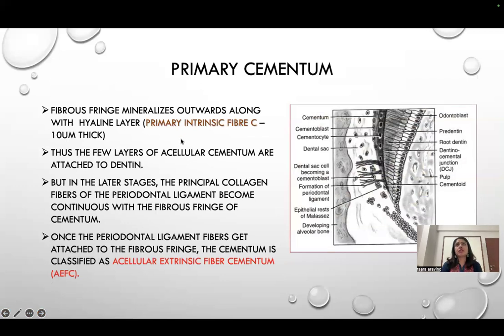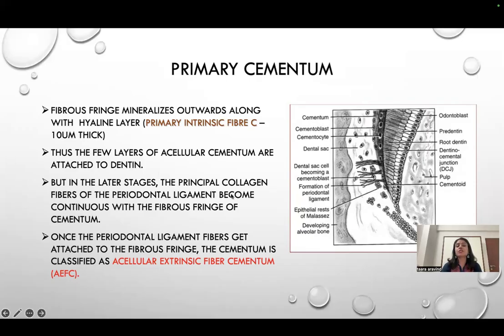So at this stage, the cementum can be classified as primary intrinsic fiber cementum. Why? Because the cementum that is laid down contains only the fibers secreted by the cementoblast. So it has only the intrinsic fibers. At this stage, we call the cementum primary intrinsic fiber cementum. Thus, the few layers of acellular cementum are attached to dentin. At the same time, this cementum doesn't have cementocytes. So the first formed primary cementum is acellular intrinsic fiber cementum.